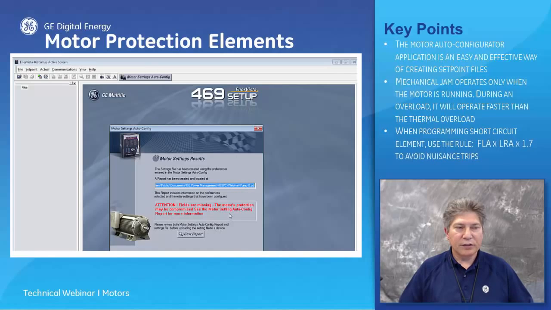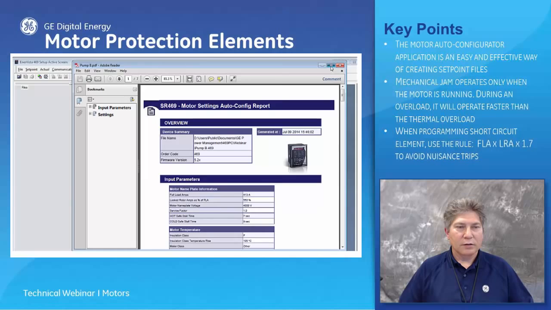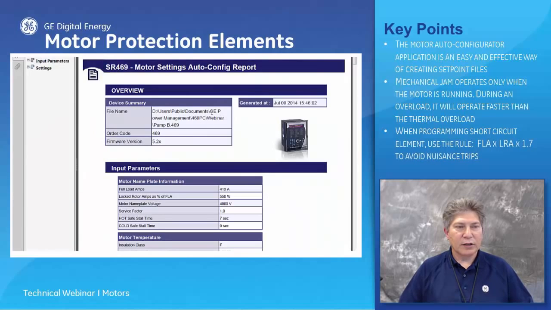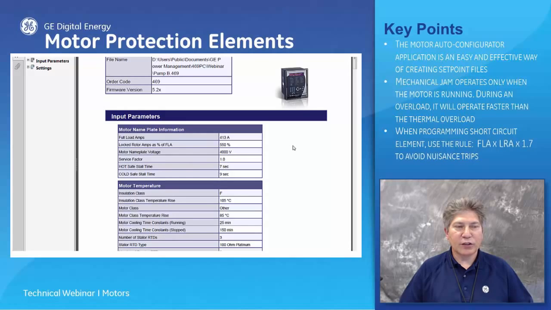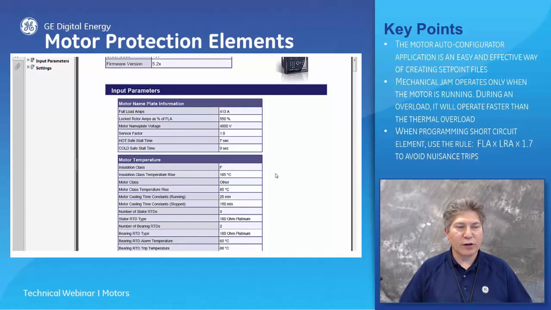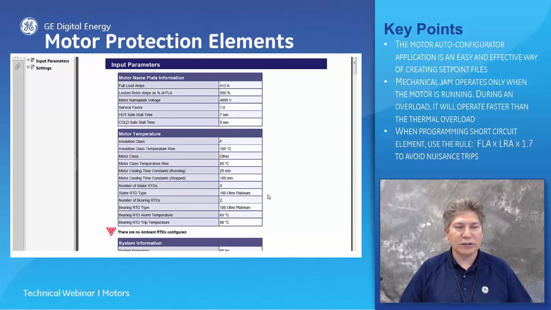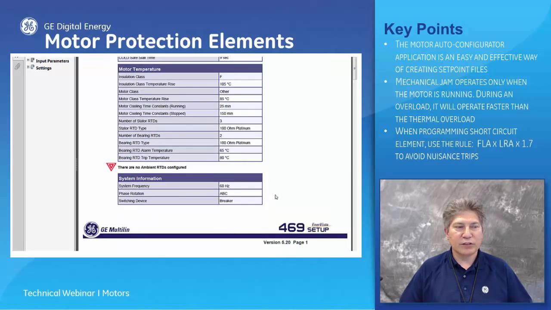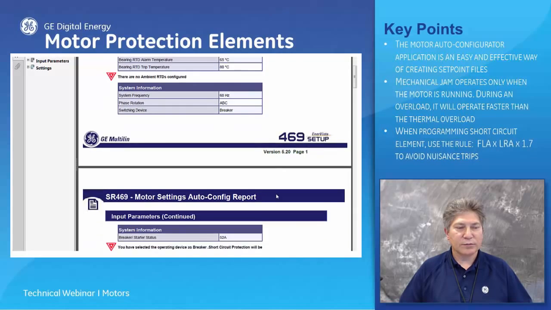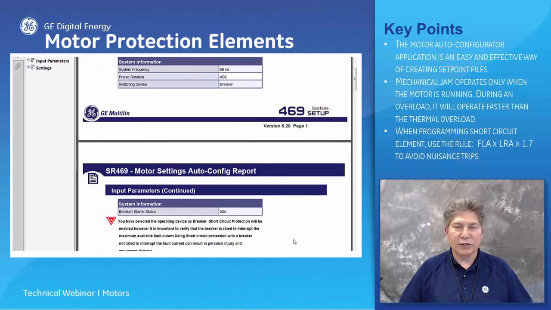Now, this thing creates a nice PDF report. Let me just show you this report. It generates a nice PDF report, gives us the name of the file, the order code, the firmware version, when it was created. It gives us the information that we entered in, the full load amps, the locked rotor amps, nameplate voltage, all the pertinent information that we put in here, insulation classes, motor cooling constants, RTD types, system frequencies, phase rotation. Gives us the warning as certain things aren't enabled.